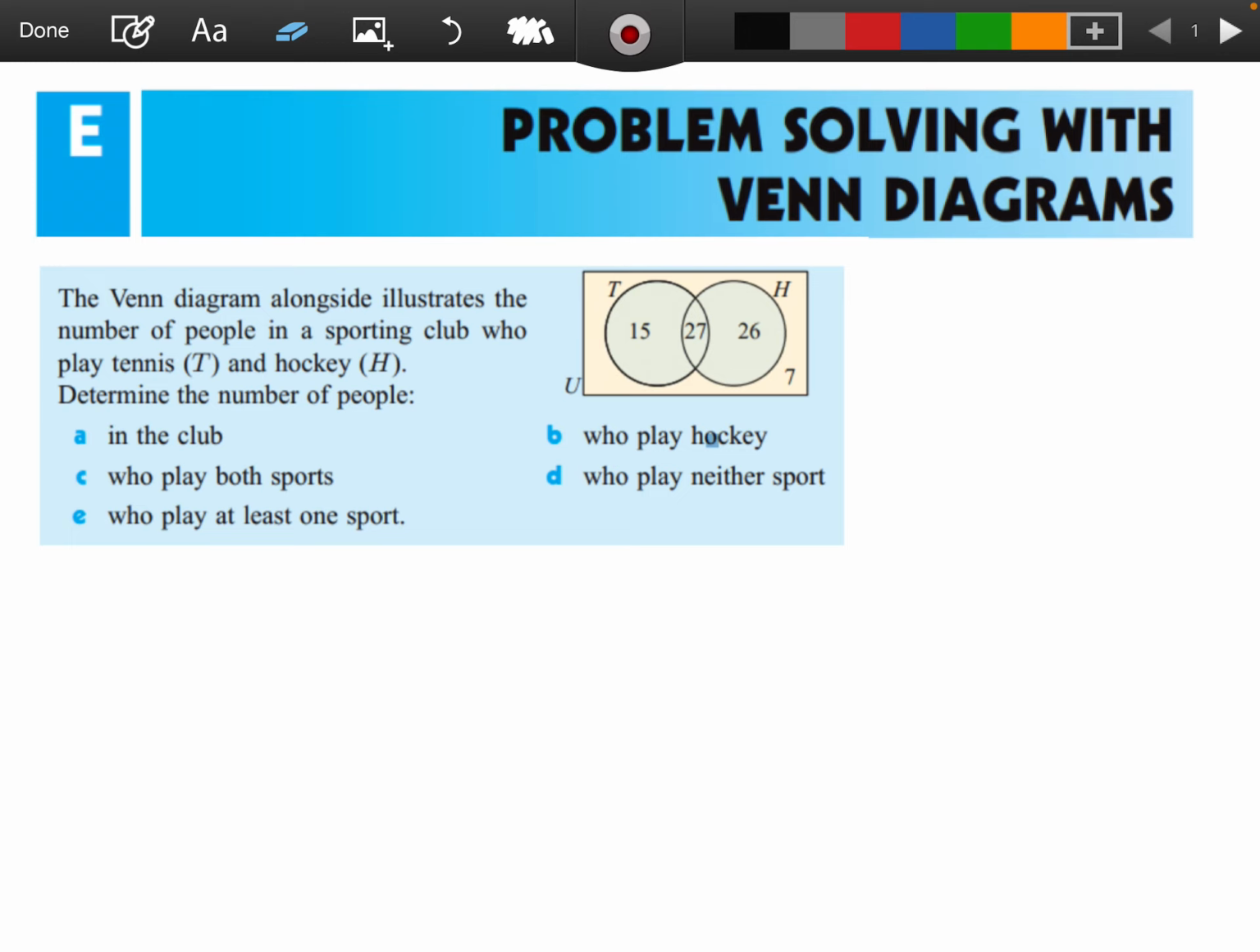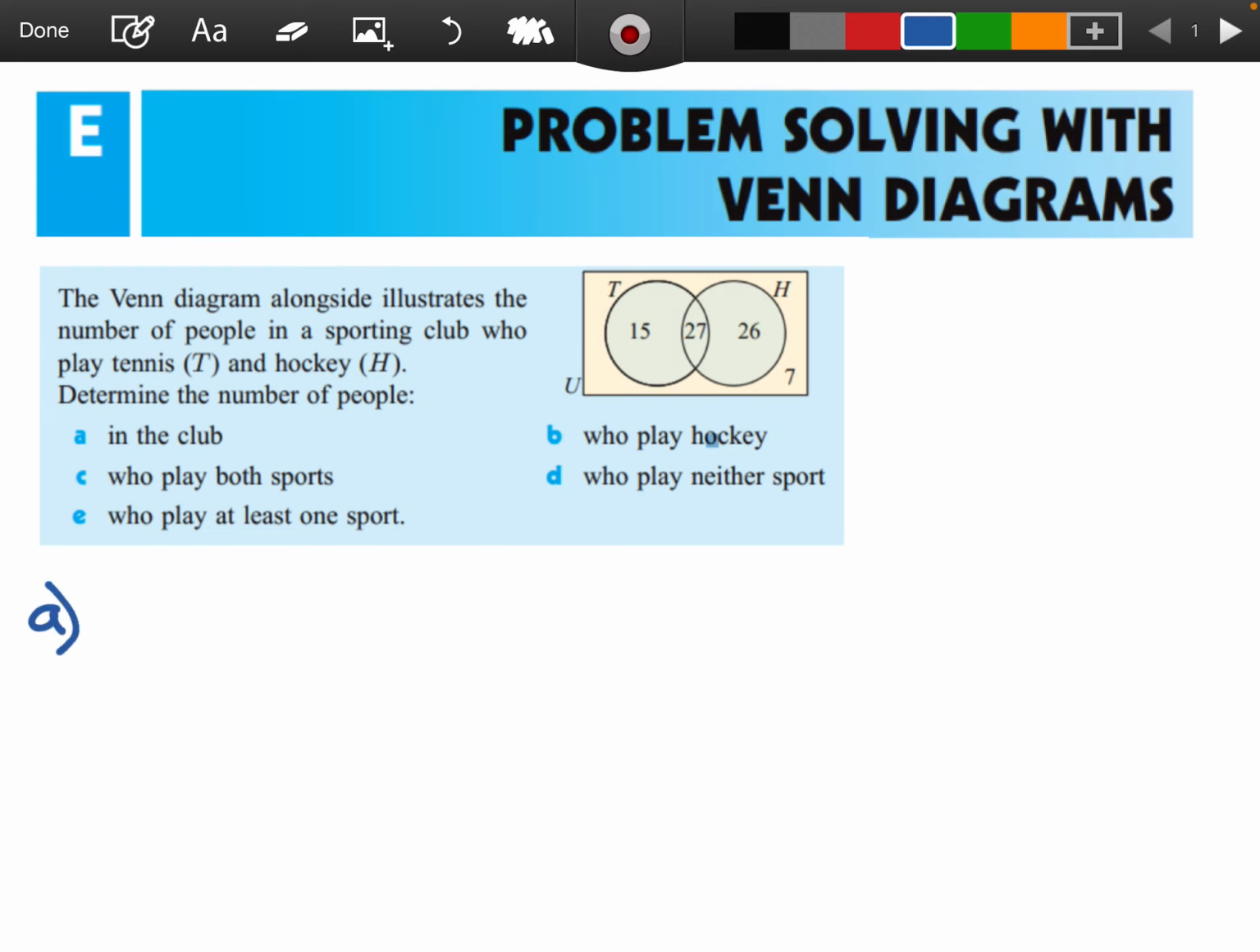So we're going to go through three examples, three sort of different takes on problem solving with Venns. So this first example is when the Venn diagram is presented with the problem. So when you're just asked to gather the information to answer the questions from the Venn diagram that's already been created for you. So I would say this is like the easiest type of Venn diagram problems. So we've got a Venn diagram alongside that illustrates the number of people at a sporting club who play tennis and hockey, represented by T and H. Determine the number of people in the club.